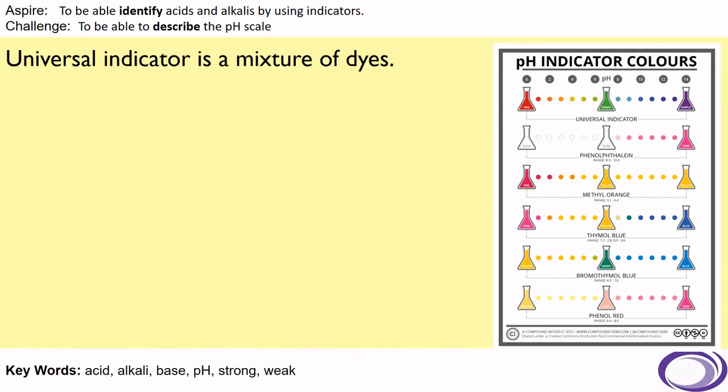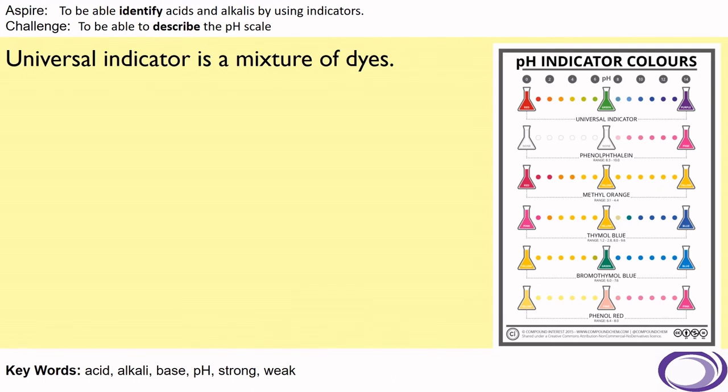Now, universal indicator is actually a mixture of dyes, which is why it gets that broad range. And it's really great if you want to know the specific pH for a substance, but it is quite subjective as you are matching colours, and that does sometimes get quite difficult, especially when there's very subtle colour changes. For example, different shades of blue or different shades of green.